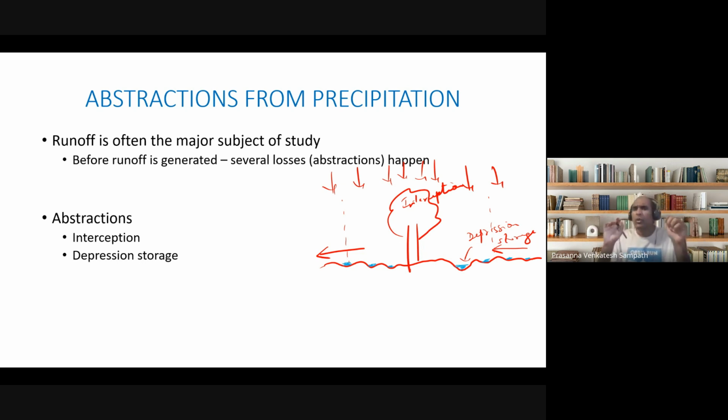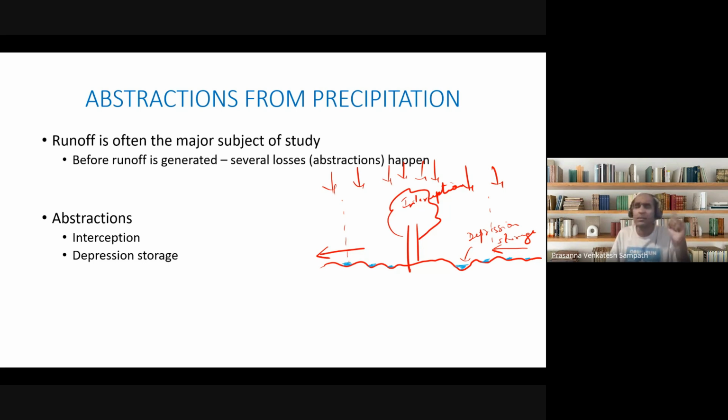Okay, what is something else that happens before runoff? Interception is one. I've already shown that to you. I've just shown one tree. Imagine hundreds and hundreds and thousands of trees or buildings, whatever. Any obstruction that prevents the raindrop from hitting the land surface, you can think of it as interception. The most predominant one is trees, but there are other types of interception also, like you have buildings and so on, right?